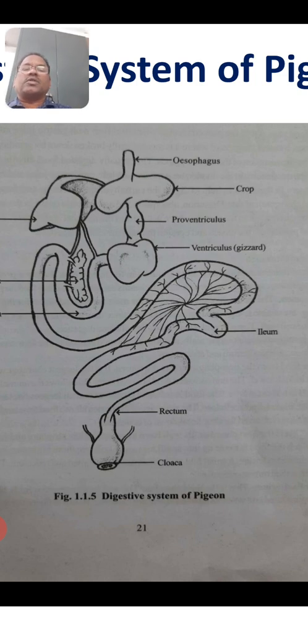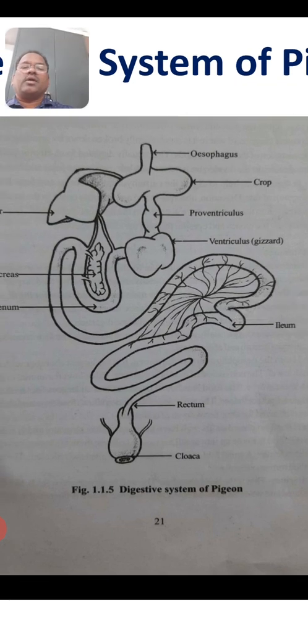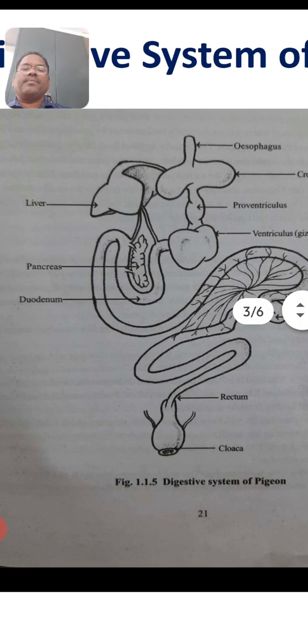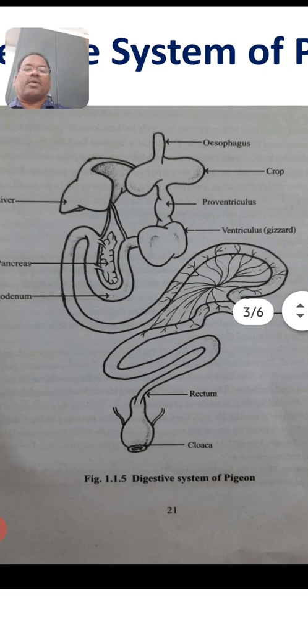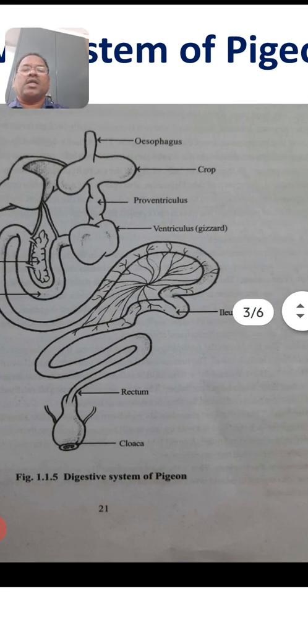You know that the gizzard is thick walled, and this is a grinding organ in the bird. The grains are ground in the gizzard, and then go down to the intestine. The intestine has two types. One is the small intestine, the other is the large intestine. The anterior part of the small intestine is called the duodenum, and the posterior part of the small intestine is called the ileum.